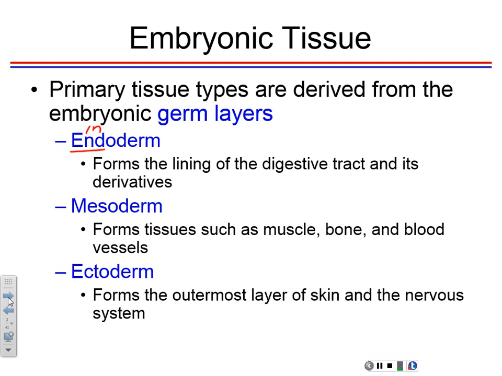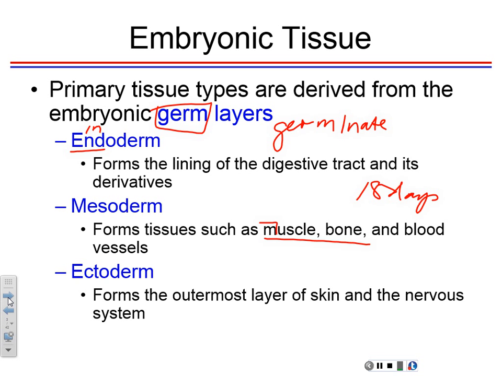All right, endoderm gives rise to the digestive system. Endo means inside, so this is in. All right, and they are called germ layers, again, because all these tissues that we're going to talk about today germinate from these 3 layers on the embryo, which is 18 days after fertilization. That's when these germ layers form. So the endoderm gives rise to the digestive, and the mesoderm gives rise to muscle and bone. Okay. M for muscle, M for mesoderm.